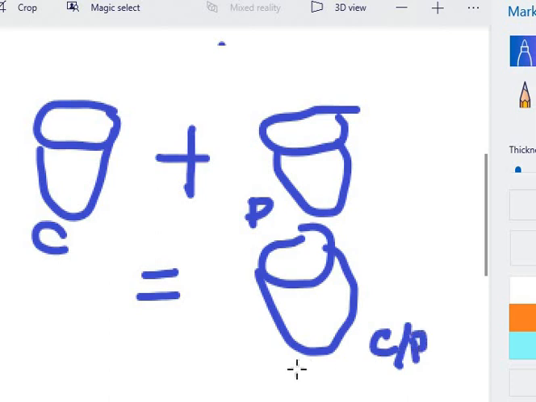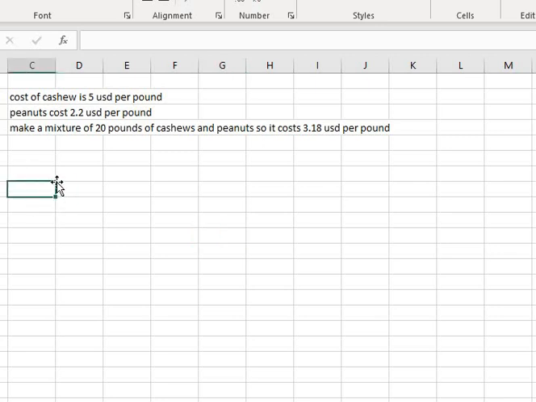Now, if this is 20 pounds, then the sum of the number of pounds here and here must be 20, right? So, during the representation, we can just represent one, and then we can figure out how many pounds are here. It's just going to be 20 minus whatever this representation is. Okay, so that's how we're going to do it. So let's represent.